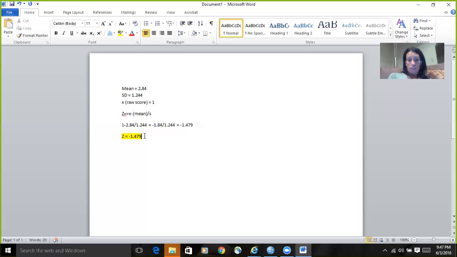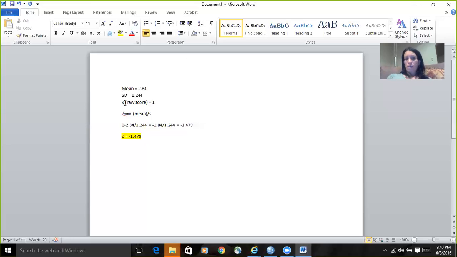So again, you should know that the number itself represents the distance between the mean and the raw score, and then the sign tells you whether the raw score is greater than or less than the mean. So when you interpret your z-score, make sure that you give both of those pieces of information.